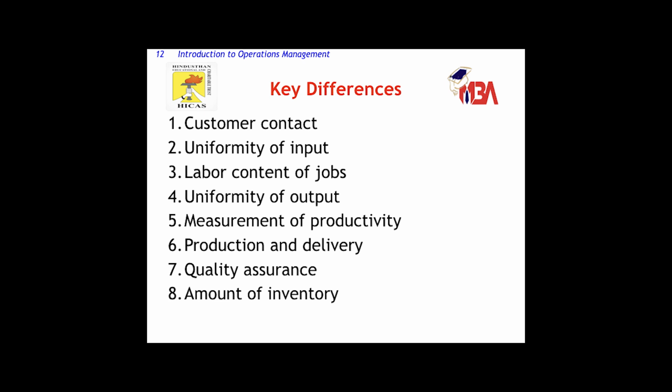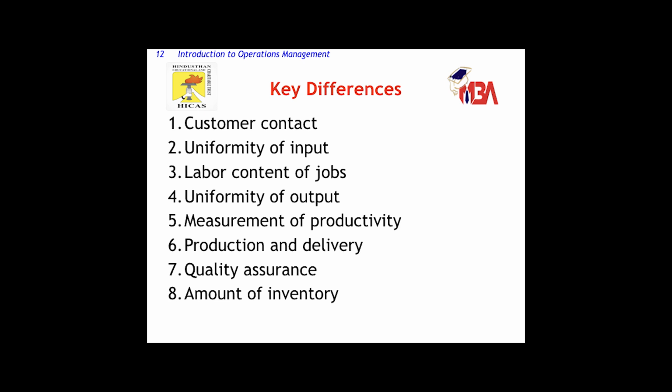Another key difference between manufacturing and service is the measurement of productivity. In the case of the manufacturing industry, the measurement of productivity is easy because the involvement of people is less. You have a lot of mechanization. You will be able to measure the input. You will be able to measure the output. There is a unit of measurement.